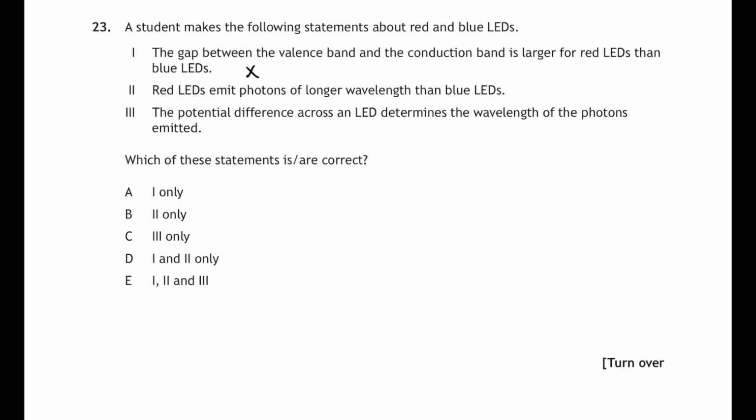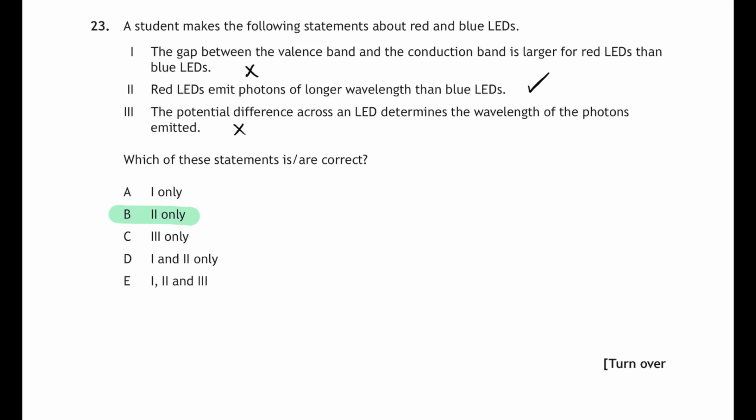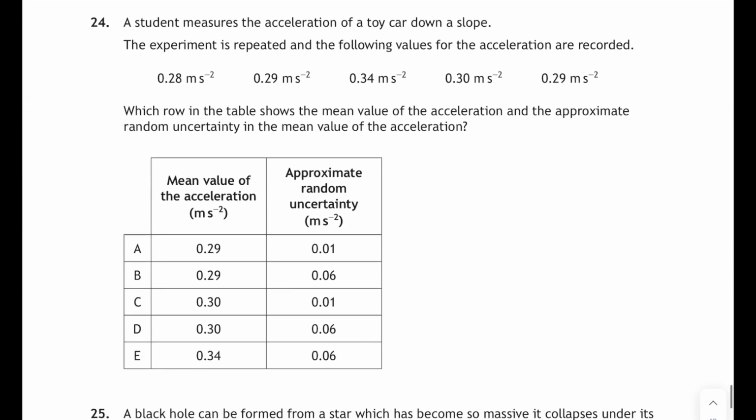So statement 1's wrong. Statement 2, red LEDs emit photons of a longer wavelength than blue LEDs. Yes, they do. And statement 3, the potential difference across an LED determines the wavelength of the photons emitted. No, it doesn't. LEDs are manufactured to just produce a single wavelength of light, and the size of the potential difference just determines whether it's on or off. So it's statement 2 only. That's 23B.